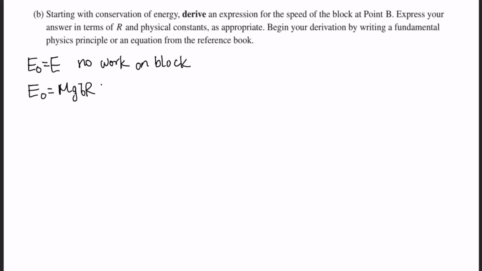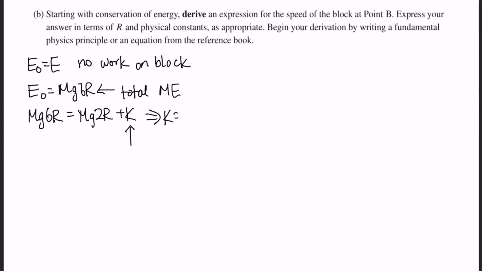And this is the total mechanical energy. Okay, so if we have mg times 6r, and we're asked to find the speed at point B, we know from the last problem that the potential energy is mg times 2r, and the remaining is just kinetic energy, right? So we know that the kinetic energy is equal to mg times 4r.